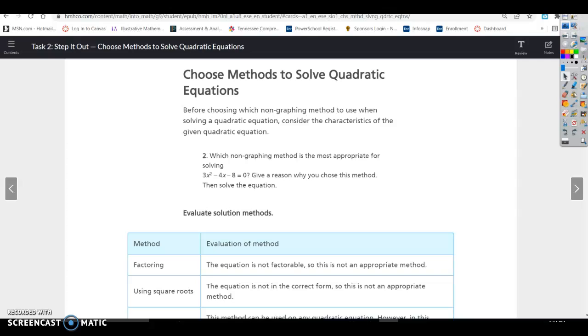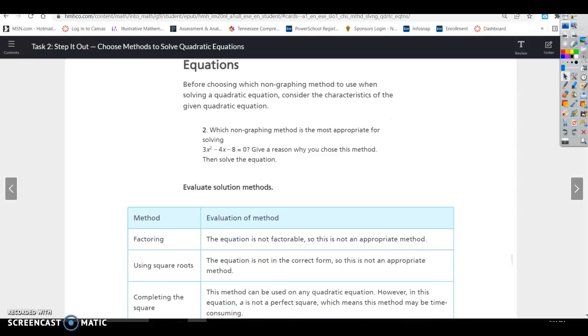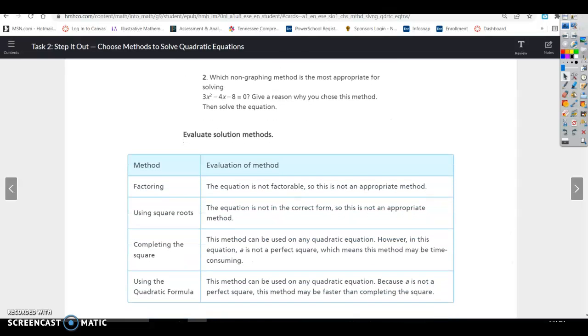Lesson 18.4, task 2. All right, so we're still looking at choosing methods to solve a quadratic equation. Before choosing which non-graphing method to use when solving a quadratic equation, consider the characteristics of the given quadratic equation. Which non-graphing method is the most appropriate for solving?